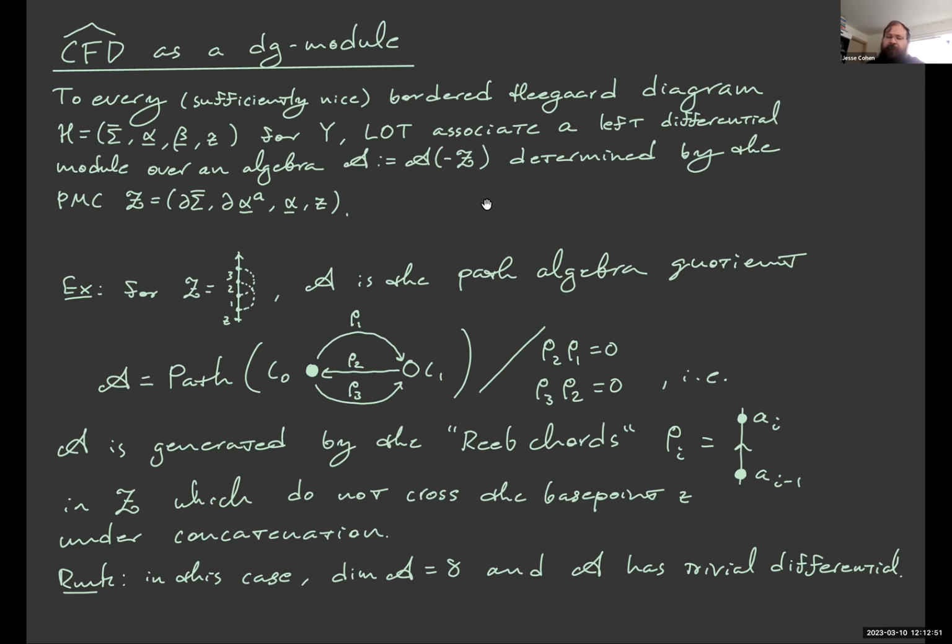So for this simplest example, which describes the torus, this algebra is actually a path algebra quotient. It has two idempotents, iota 0 and iota 1, and then three paths, subject to the relations that you can't go backwards along a path. So rho 2 times rho 1 is 0, and rho 3 times rho 2 is 0. And what one can think of here is that this algebra is generated by so-called Reeb chords in the pointed matched circle. So these are upward-oriented arcs between the base points in the collection A under concatenation, and we're not allowed to go backwards. You can't continue in the direction of the circle if you multiply rho 2 and rho 1 in the wrong order. In this particular case, the dimension of the algebra is 8, and the differential is trivial.